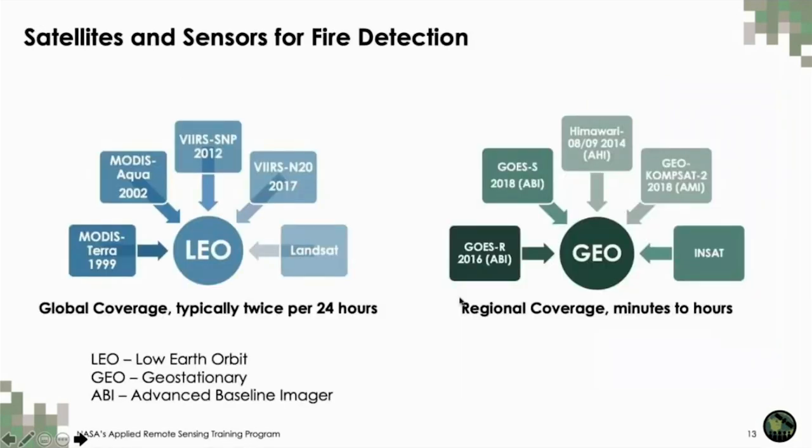So let's look at different satellites and different sensors which are out there in various Earth orbits and which are providing information on both smoke and fire detection. What you see here is several of these satellites, which have already been introduced in sessions 1 and 2 for other tasks. So I will not get into the details, but just briefly want to mention there are two types of satellites which we typically use.